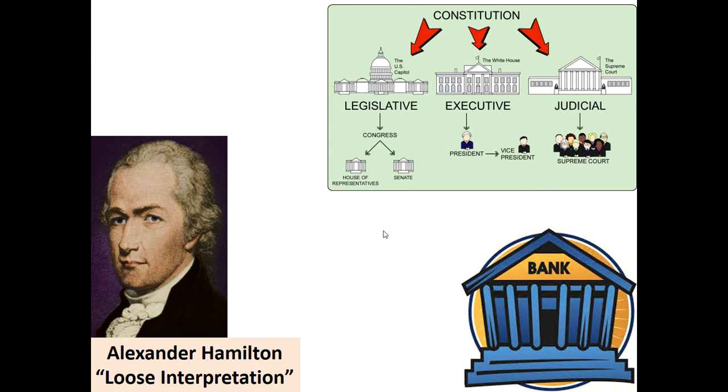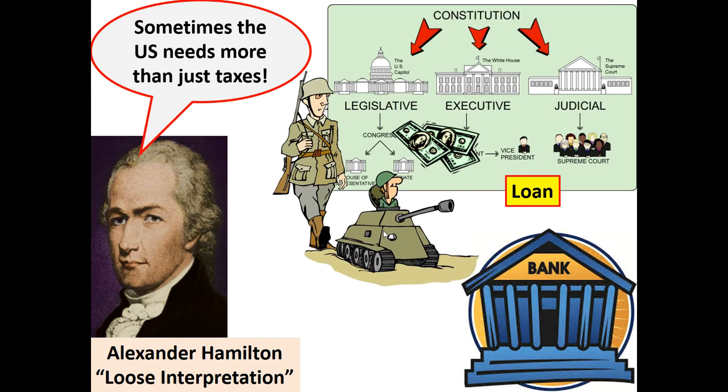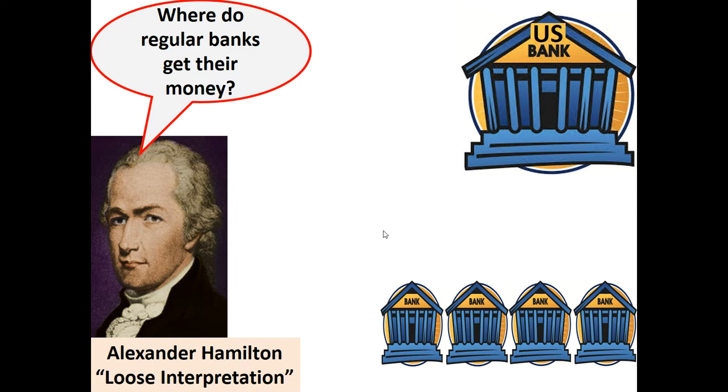Think about it this way. Sometimes the government needs more money than taxes provide, and we need money instantly. Where is the government going to get that money? They need a bank to borrow money from. You can borrow money, so why can't the government? We need to be able to take loans. If we're going to war tomorrow, we need a lot of money instantly, more than we can get through taxes. We need a bank.